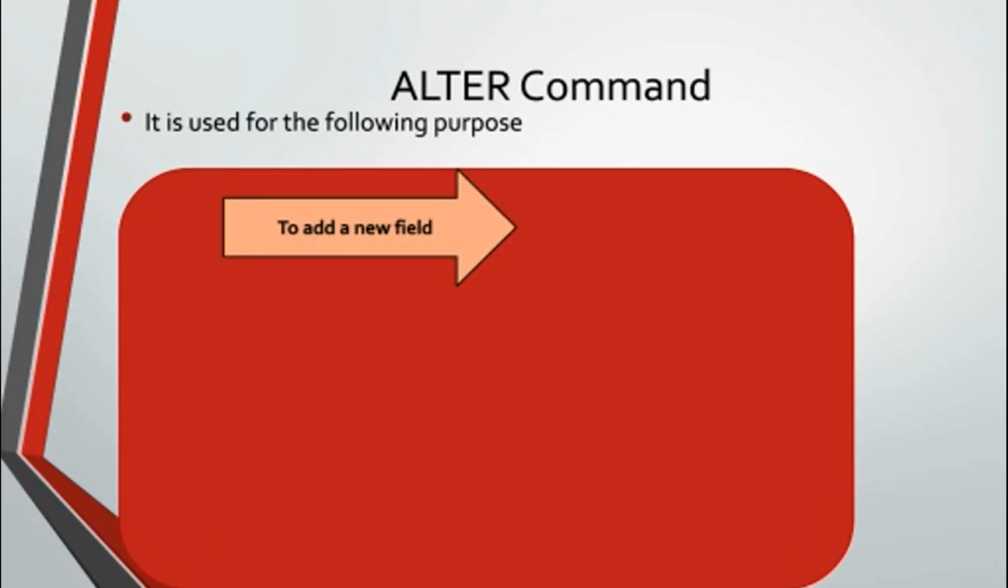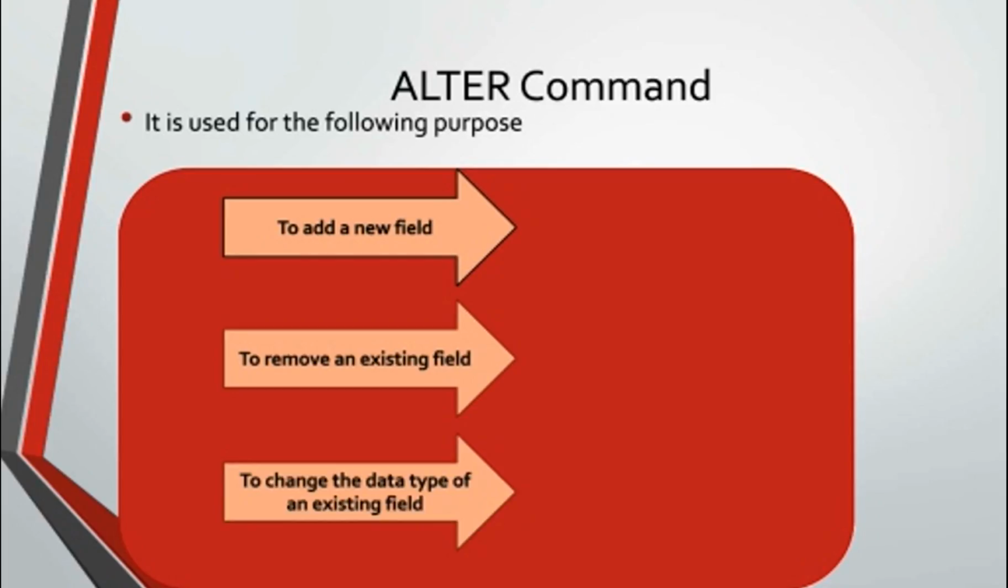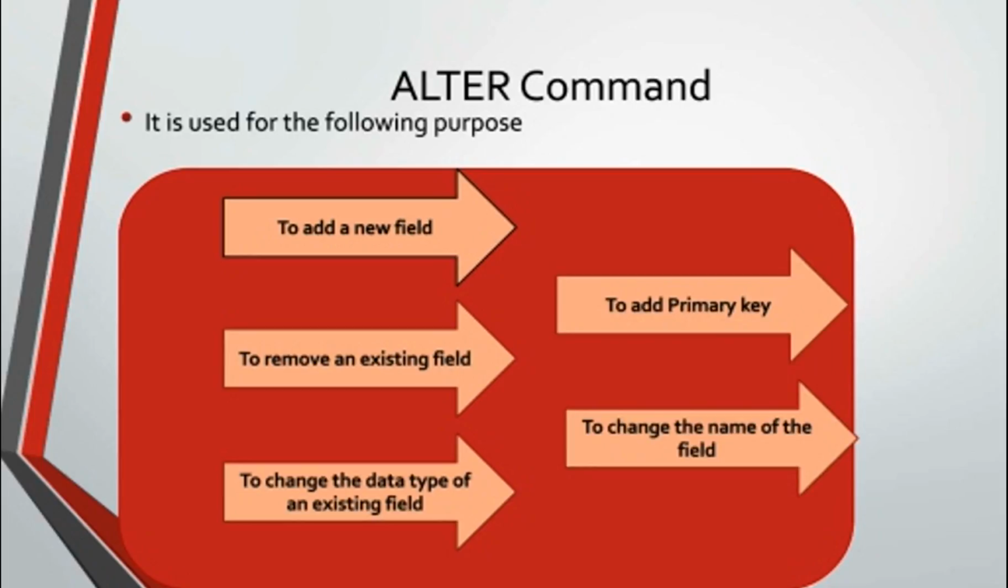First, to add a new field. Second, to remove an existing field, to change the data type of an existing field, and next to add a primary key, and next to change the name of the field. These tasks can all be performed when you have already created the table. Okay, so we start with adding a new field.